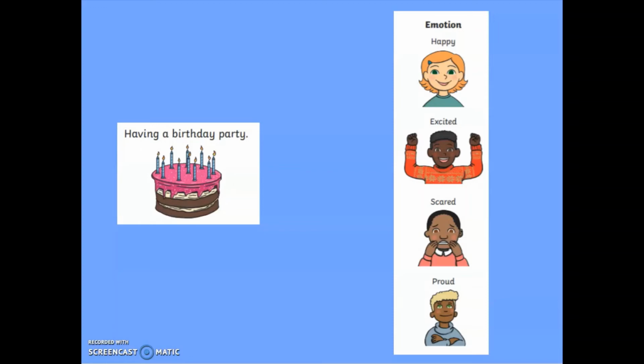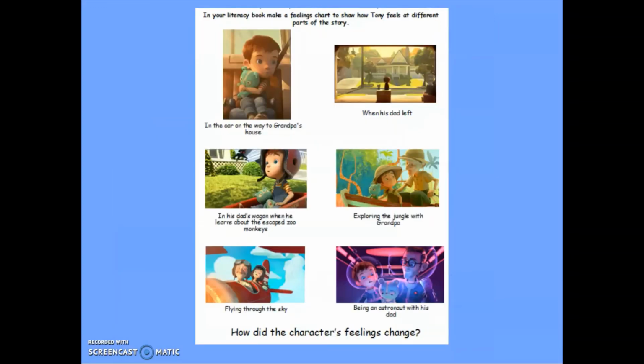For today's task, we're going to be looking at the feelings that Tony might have been feeling in the video. In your pack, you will find today's task. There are 6 pictures with scenes from the story. And you're going to tell me how you think Tony was feeling at each point in time.